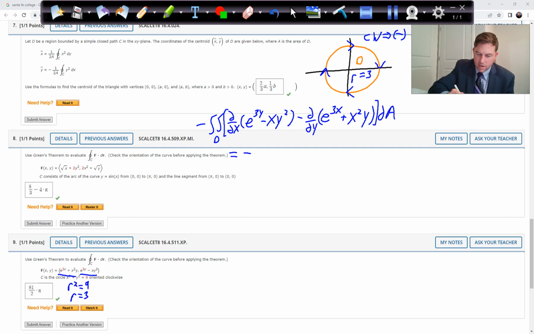So we're going to get minus the partial with respect to x of this first term. e to the 3y will completely go away, and minus xy squared would just become minus 1, so it's minus y squared. And this is minus the partial of the second term with respect to y. e to the 3x will completely go away, and x squared y, the y would become 1, and this would be just x squared, dA.